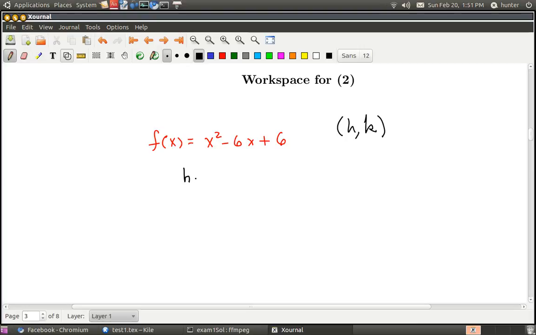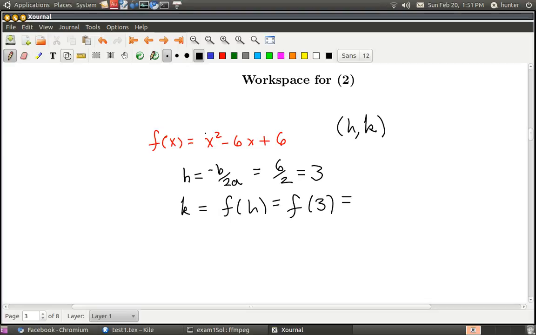So we use the formula h is equal to minus b over 2a. So, b is negative 6, so this is going to be 6 over 2 equals 3. And what about k? K is going to be equal to f of h. And so in this case, that's f of 3. What happens when I plug 3 in here? I get 9 minus 18 plus 6. And you can see that that is going to come out to be negative 3. Right, because 9 and 6 make 15 and then negative 3. Okay, so I know that the vertex occurs at the point 3, negative 3.